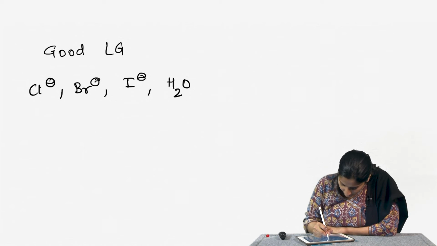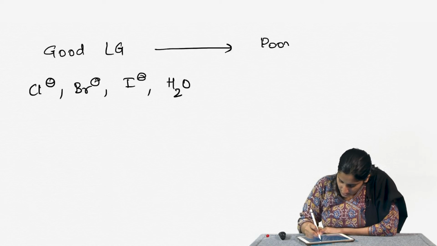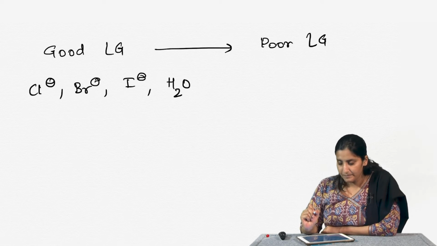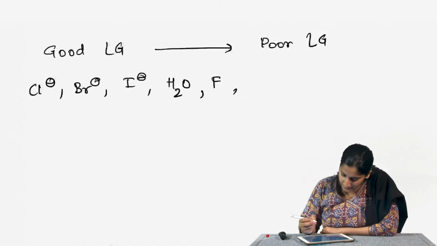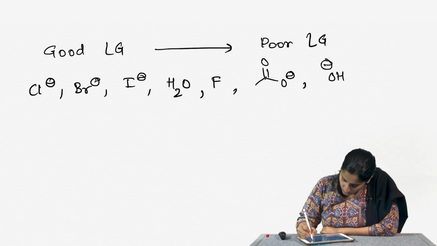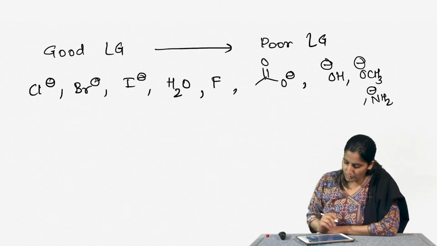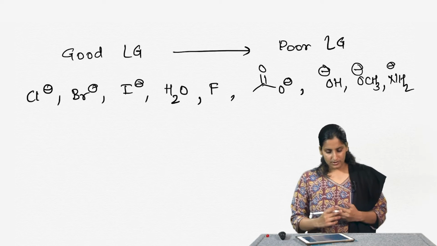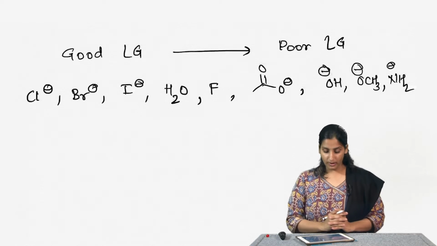I also have water, and slowly I am going to start going towards the poor leaving groups. Okay. Now, we have looked at water, then comes the fluoride, then you have acetate, right, and slowly if I go to hydroxide or alkoxides, right. These are the poor leaving groups. Okay, so we have noted down the leaving groups from good leaving groups to really poor leaving groups.